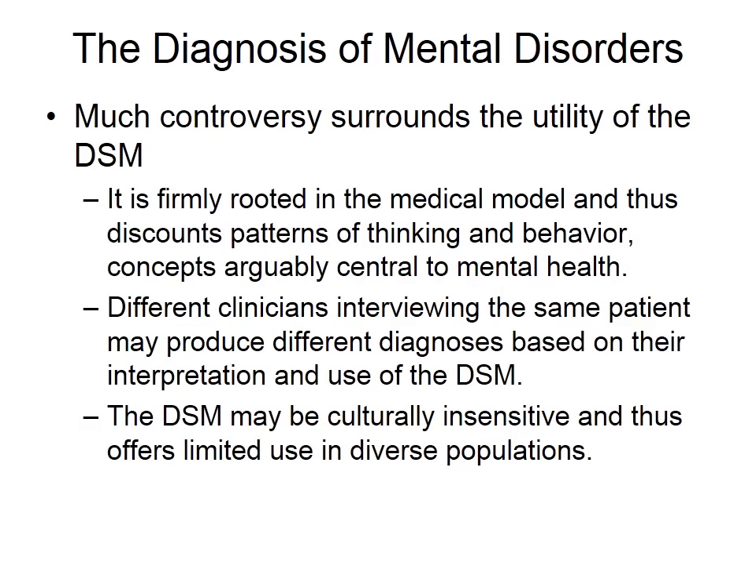There's a fair amount of controversy that surrounds the utility of the DSM. As I said, it's firmly rooted in the medical model and then discounts patterns of thinking and behavior, concepts arguably central to mental health. It's really focused on a checklist of symptoms. So it comes from a medical order. Does the person display this particular symptom? There's very few questions throughout the DSM about overt behavior, overall behavior, or cognition for the most part.